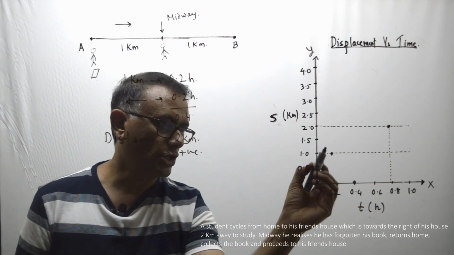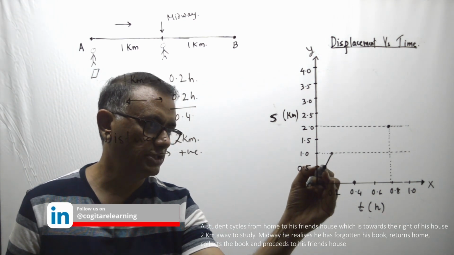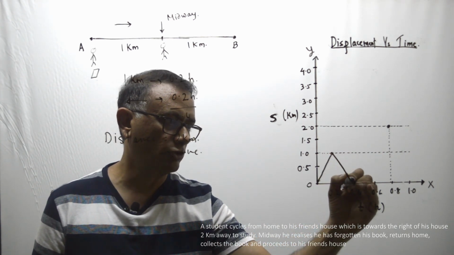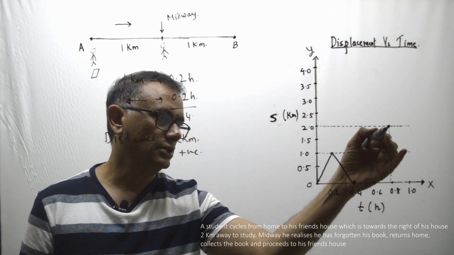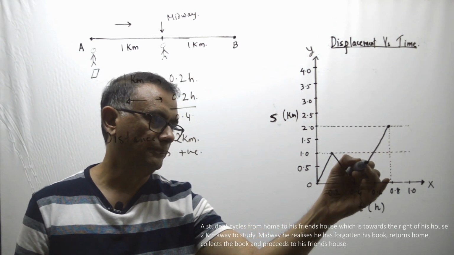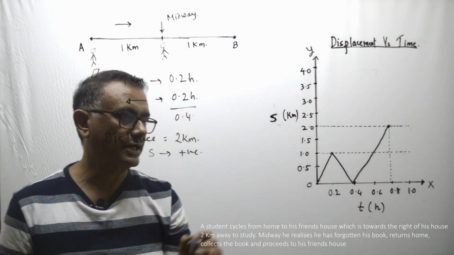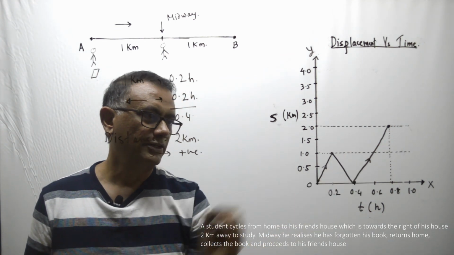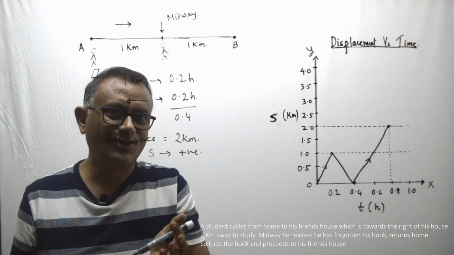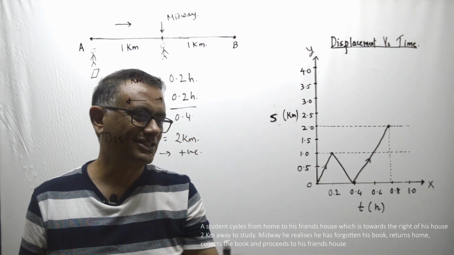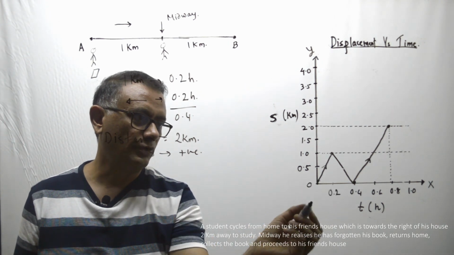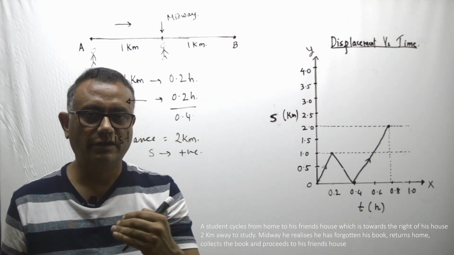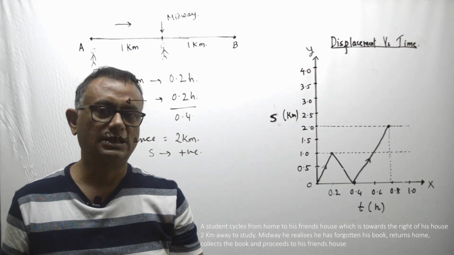Okay. So if you join this very carefully, this is going to be his travel to midpoint. This is going to be his return journey to collect the book from his house, and this is going to be his second part of the journey, where he's going to travel from his house back to his friend's house. If you observe, these two lines will be parallel. You know why? Because we have mentioned it is a constant speed, and both these are towards his friend's house. And this will be a negative slope. Negative slope means whenever you are coming back, you will have to show it as a negative slope in the displacement time graph.